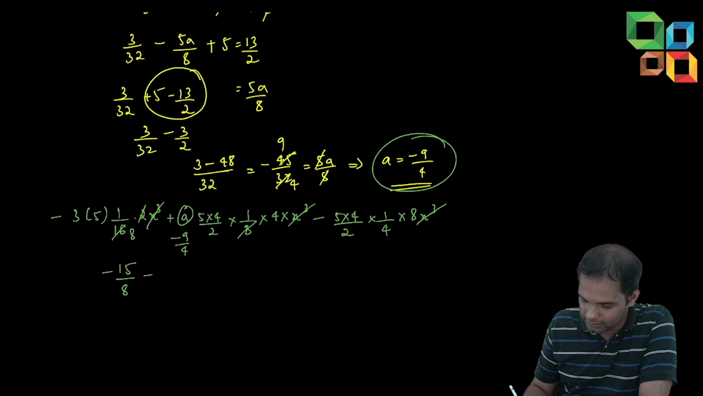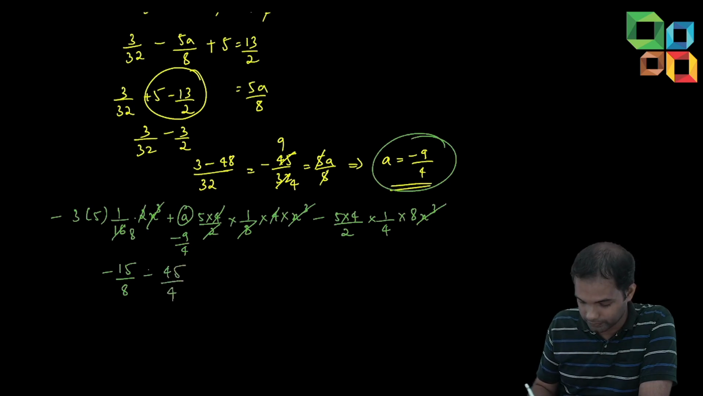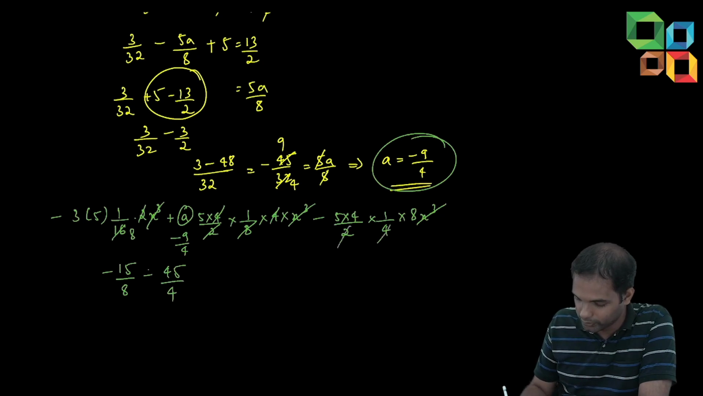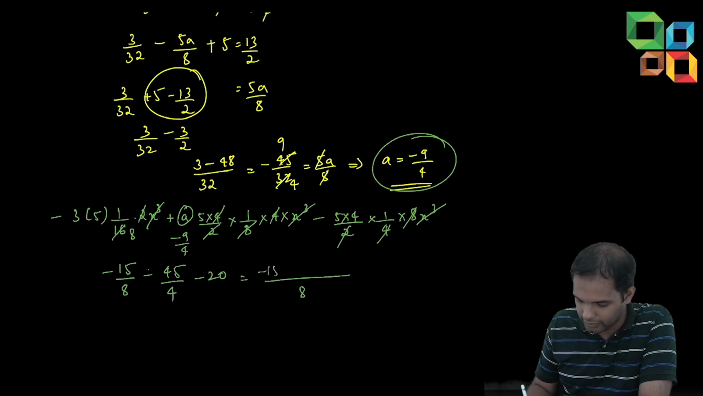So this 8 will get cancelled. 8 into 2 is same as 4 into 4. Already cancelled. Remaining terms, this minus will get this minus. So 9 into 5 is 45 divided by 4. Remaining term, 4 into 2 is 8. So remaining is minus 20. That's it. So what is this? I think the LCM you can take it as 8. Fine. So this is minus 15 itself.